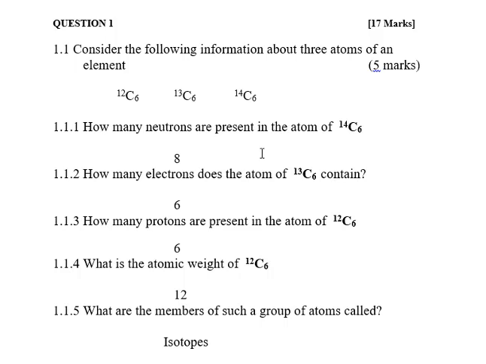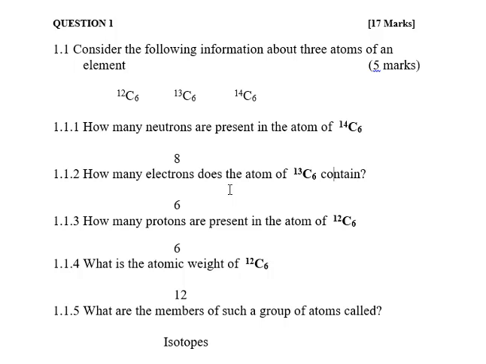Atomic mass minus the number of protons will give you the number of neutrons, because if you add the neutrons and the protons, that gives you the atomic mass, which in this case is 14. So our answer here, the number of neutrons, is 8. Now to the next question.